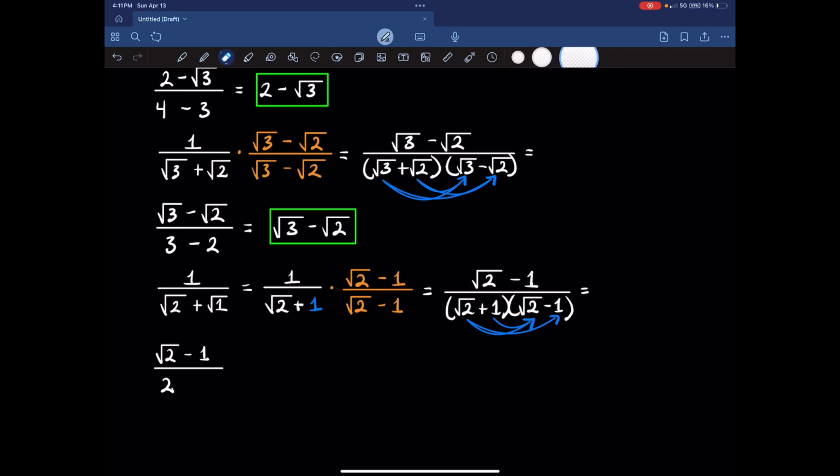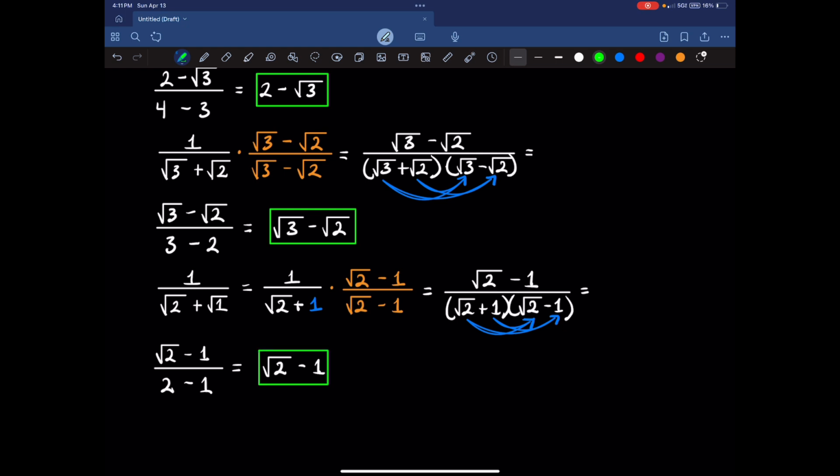And the last term is just going to be 1 times negative 1, which is negative 1. So we'll subtract 1, and look at that. 2 minus 1 is 1, and then divided by 1 is itself. So we get our last simplified term, square root of 2 minus 1. And let's put a green box around that.